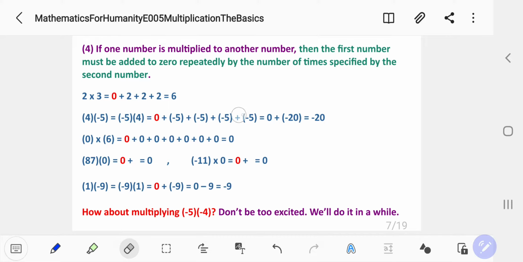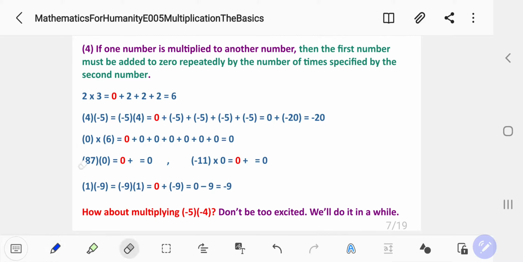Then the next one is 0 times 6. 0 times 6 is equal to 0 plus 0, 6 zeros, plus 0 plus 0 plus 0 plus 0. And 0 plus 0 plus 0 plus 0 is just equal to 0. So 0 multiplied to a number is always 0.